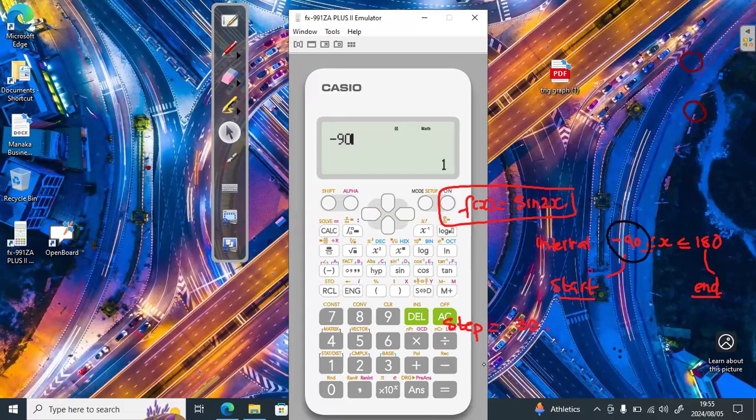Okay, after pressing negative 90, I press equals to the end. Where does my graph end? Positive 180. I'm done. End positive 180, equals to step. We know from the graph we've been given the step of 30. Then you press 30, equals to. You're done.